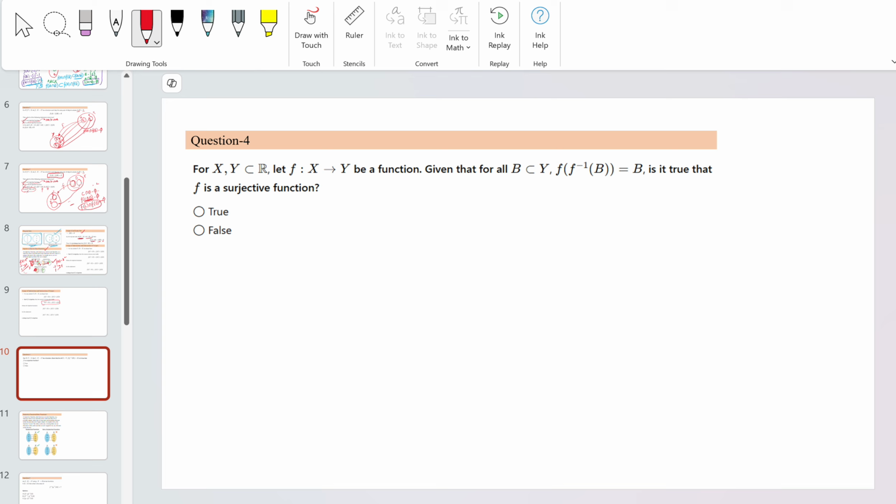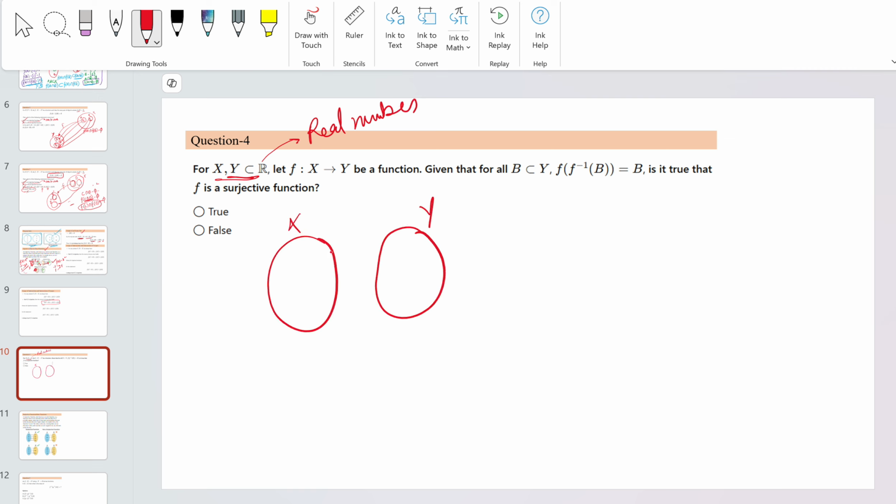Let me explain this problem. When you read it, X and Y are subsets of the real numbers. Suppose this is X and this is Y, there is a function f between them having the images in Y itself, and it is given that B is a subset of Y. It means that B is lying here and it is a subset of Y, and f of f inverse of B is equal to B only when f is a surjective function.